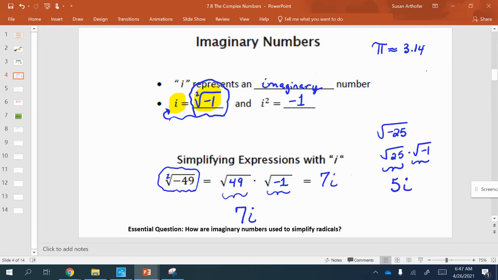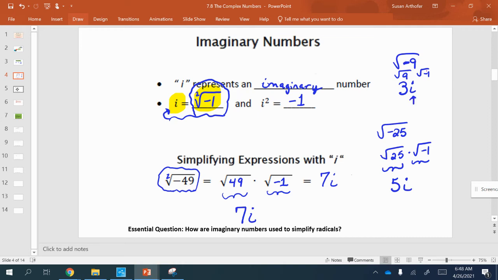Let me try another one for you. Just erase this real quick. It's the square root of negative 9. So square root of 9 is 3. Square root of negative 1, out pops i. Right? So square root of 9, square root of negative 1. Out pops i for that negative sign. That's what most kids think of. For this negative sign, out pops the i.